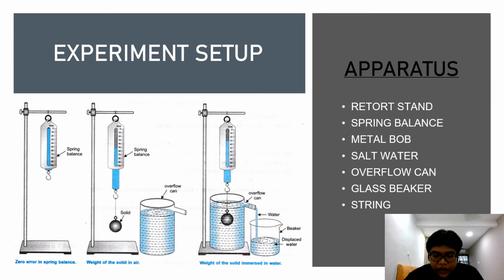This is the list of the apparatus. Then you can see the metal bolt is attached to the spring balance by the string, and then the experiment will go on like that.